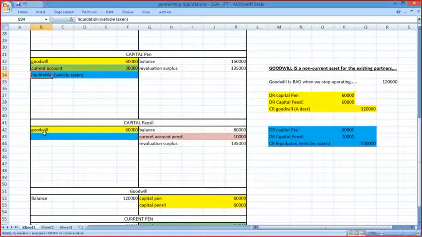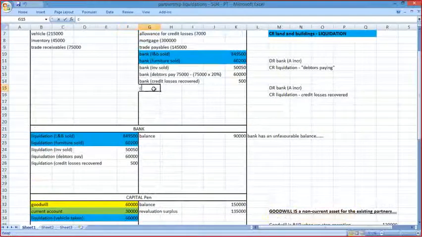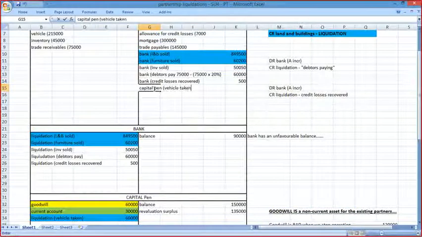Same thing here. One is 60, one is 70. And then in liquidation, we need to go here: capital Pen, bracket, vehicles taken, and Pencil.